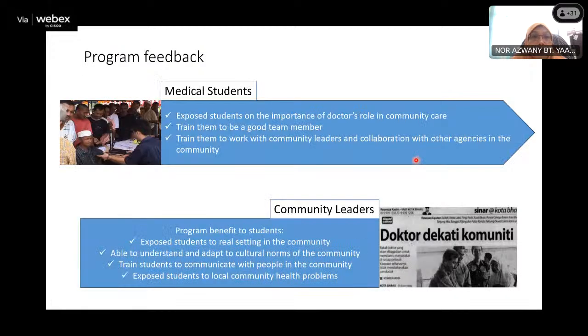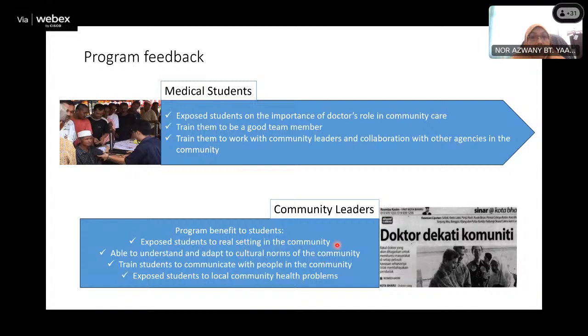And when we ask for the program feedback, our medical students agree that this CFCS exposed them to the importance of doctors' role in community care, and also trained them to be good team members, and also work with community leaders and collaborate with other agencies in the community. The feedback from the community leaders also highlighted that this program benefits the students in terms of exposing the students to the real setting in the community, so they understand and are able to adapt to the cultural norms, and also can communicate with the people in the community, and exposes the students to the local community health problems.